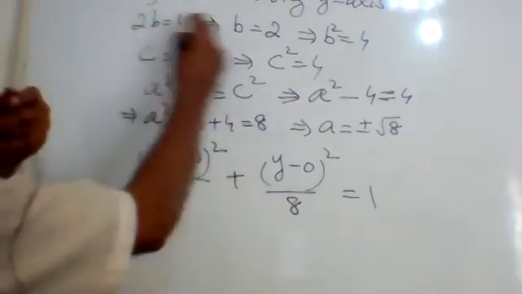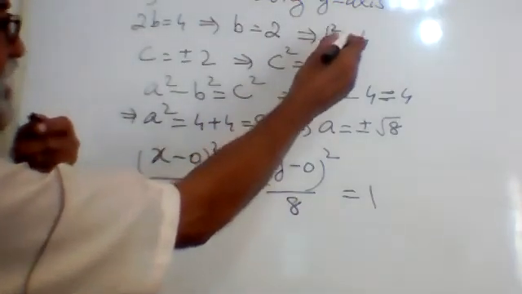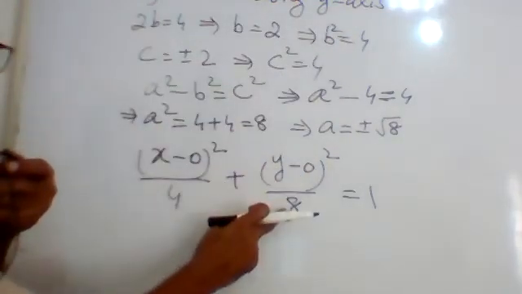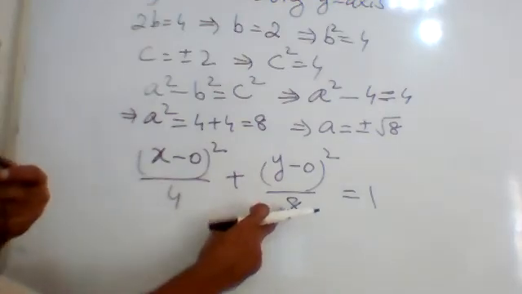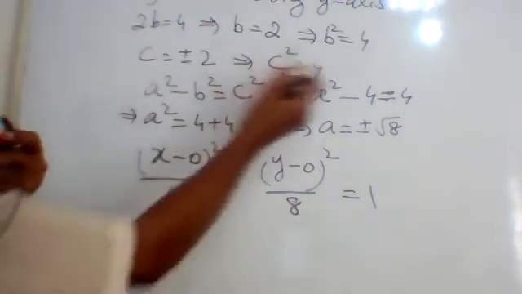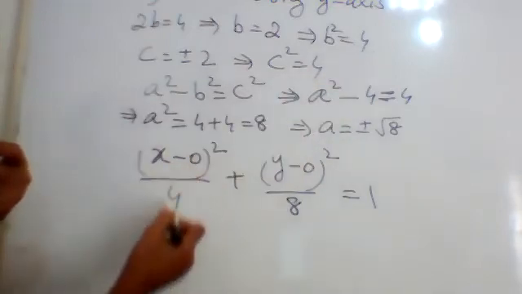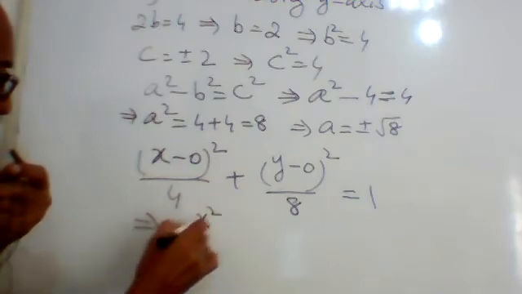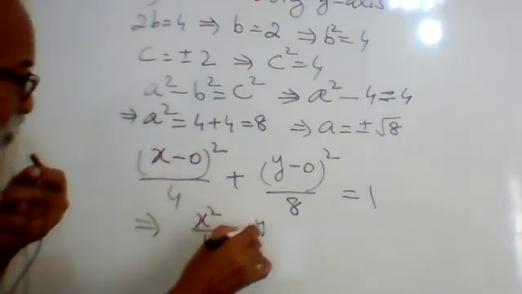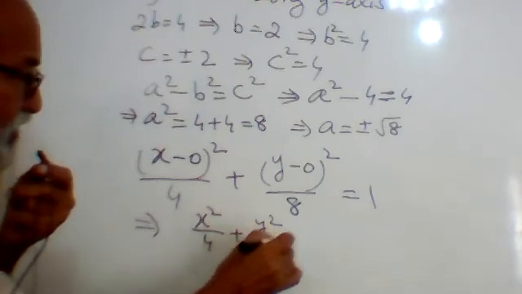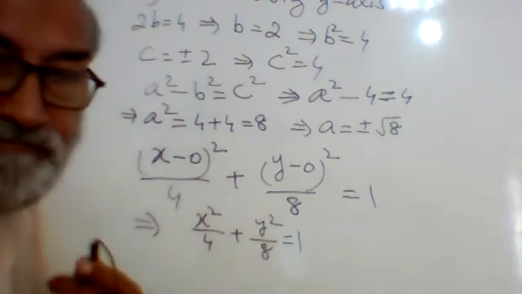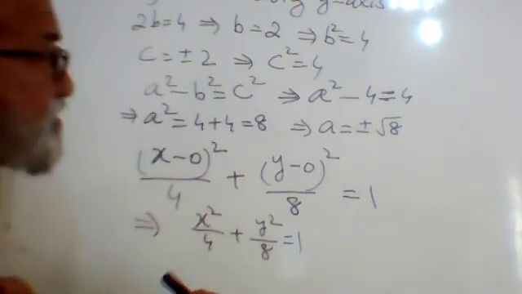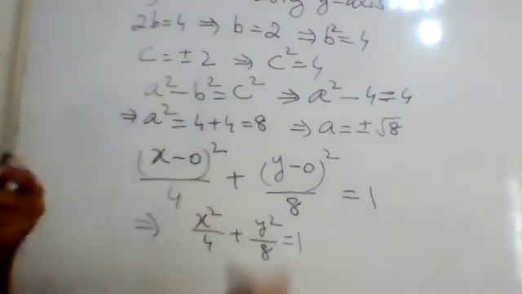Now the major axis is along the y axis, so a square will be written under y, and b square, which is 4, will be written under x. So the final answer will become x square upon 4 plus y square upon 8 equal to 1. This is the answer. Now how to draw? This is along the y axis.